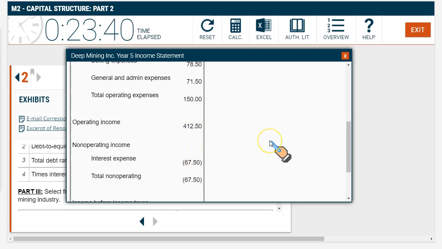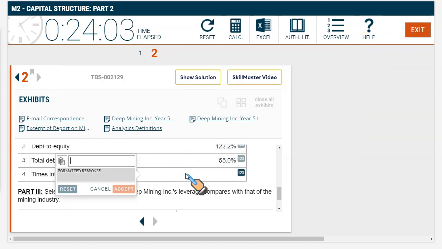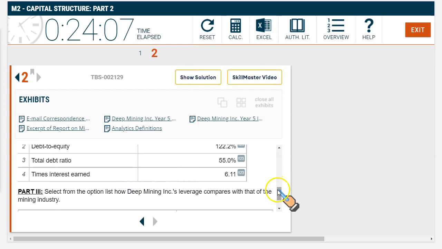So what you're going to do, divide 412.5 with 67.5, and if you do, what you should get, 412.5 upon 67.5 gives you 6.11 times, remember. So just plug it in and move on. 6.11. All right, next.